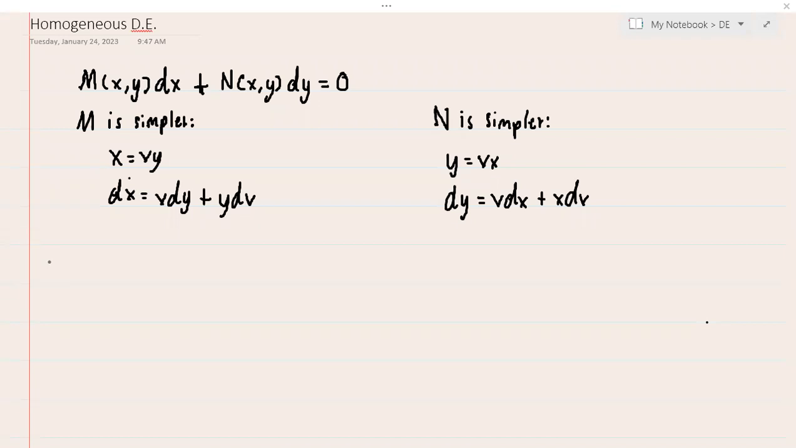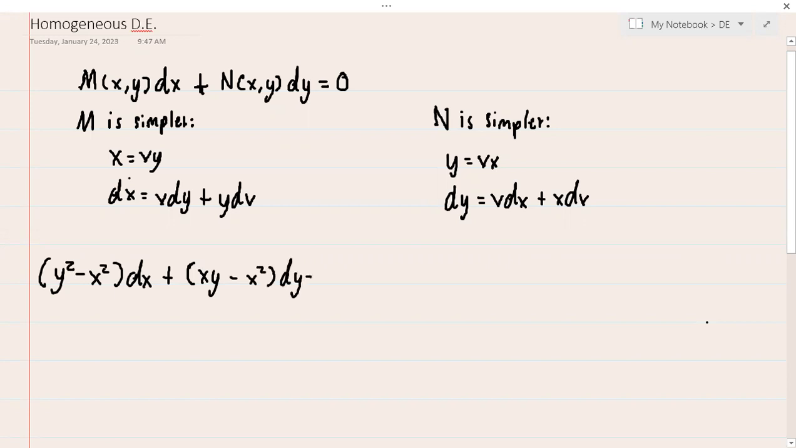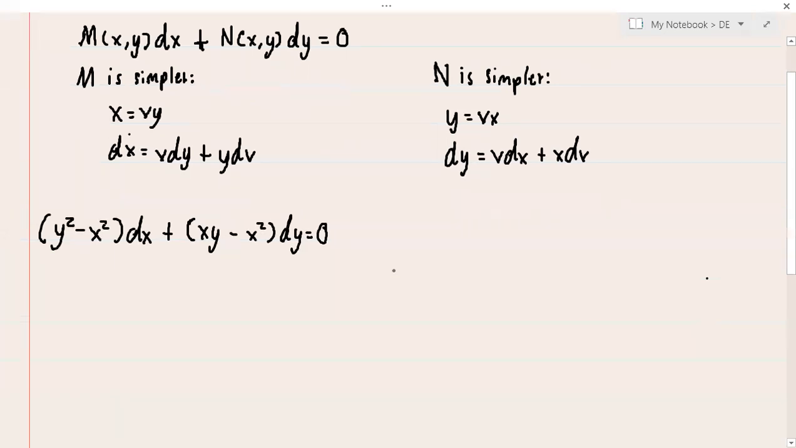So, let's just say meron tayong ganito. We have quantity y squared minus x squared times dx plus x times quantity y minus x squared times dy is equal to 0. So, which do you think is much simpler, si M o si N? So for me, pipiliin ko dito si N. Ito, I'll pick N. Because this one for me, it looks simple para sa akin.